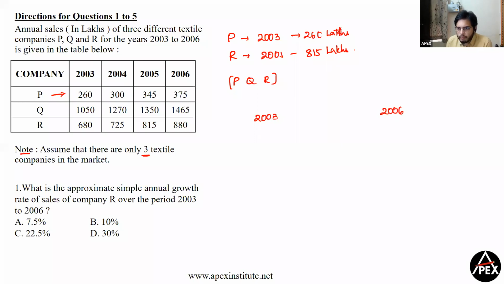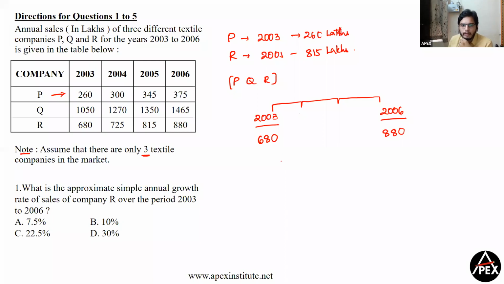Now my question is, 2003 to 2006, how many years do we have? 3 years or 4 years? We have only 3 years: from 2003 to 2004, from 2004 to 2005, and 2005 to 2006. Okay, we have only 3 years. So in 2003, what are the sales of company R? 680. In 2006, what are the sales of company R? 880.